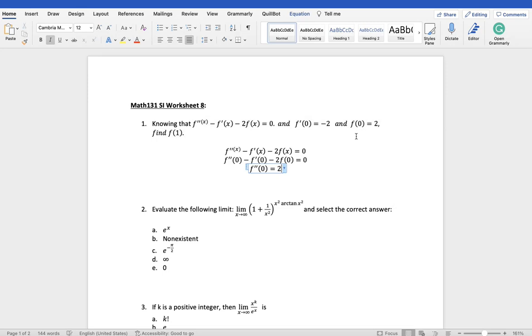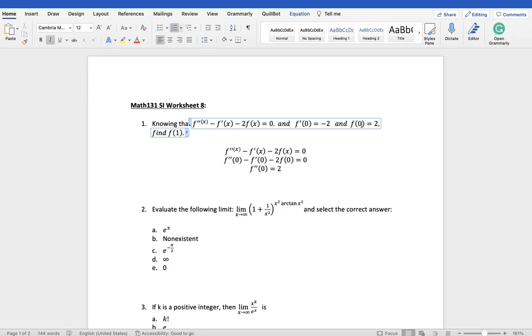So intuitively, you can already sort of see that you're given values of the function under 3 different conditions. And if you were to say, for example, what function would you substitute 0 into such that it gives you 2 when you substitute 0?